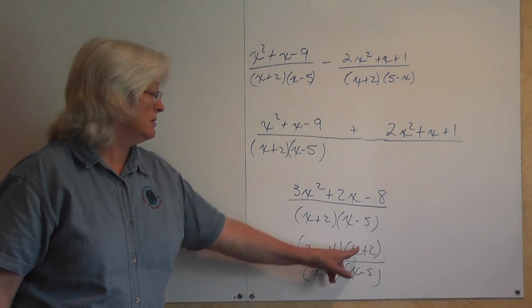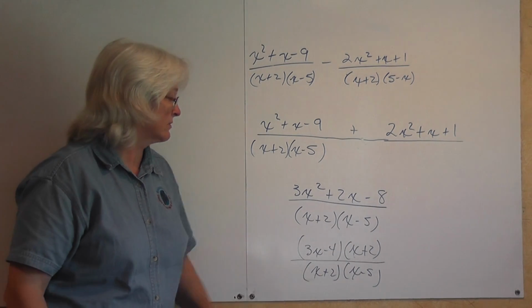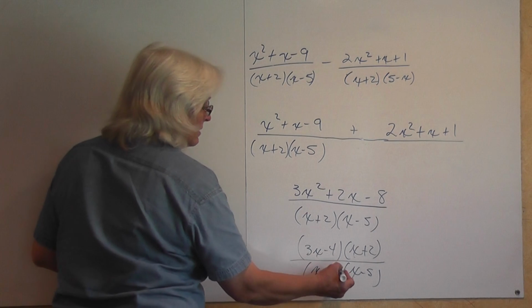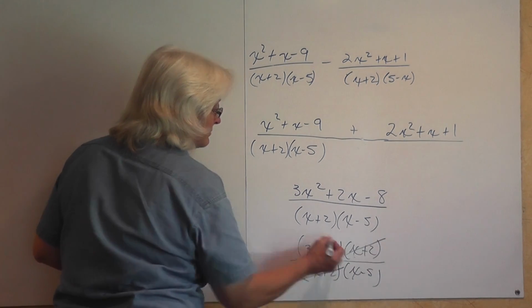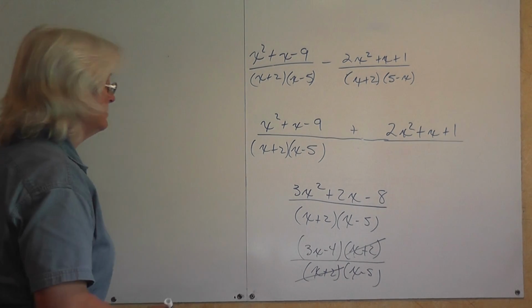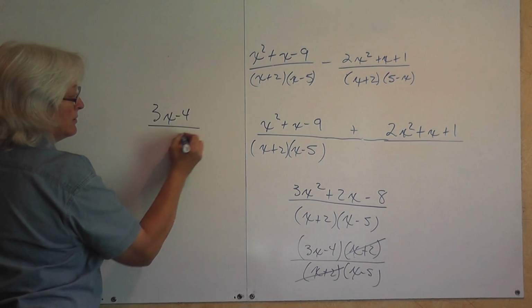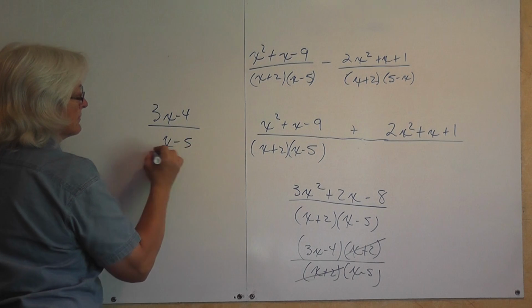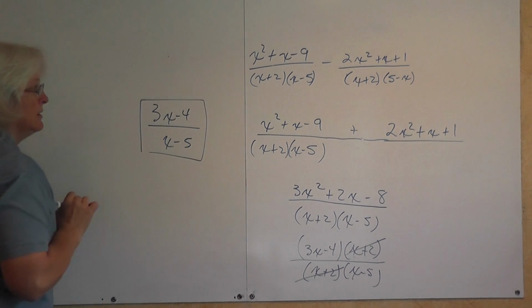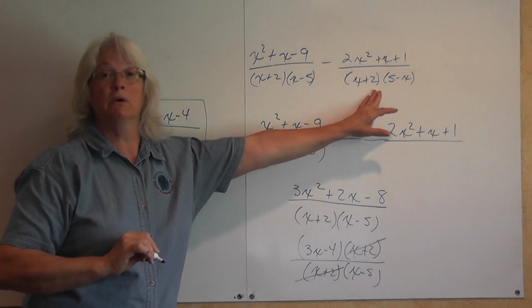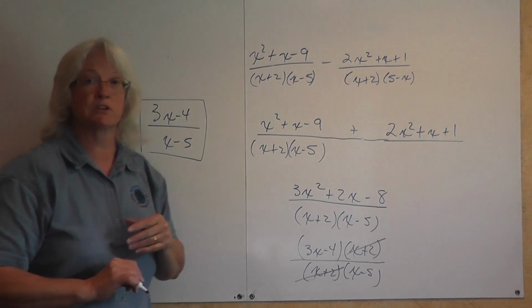And of course we do now have common factors here that cancel. We have a common binomial factor of x plus 2 to give us a solution, 3x minus 4 over x minus 5, as the sum of these two rational expressions.